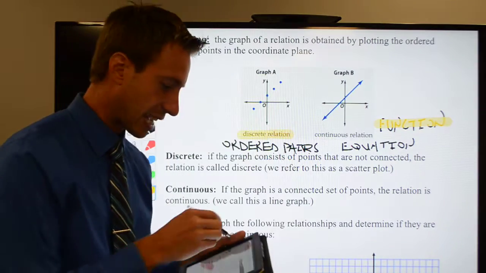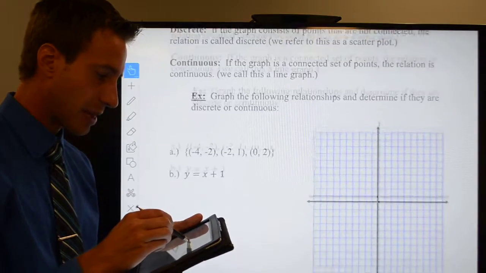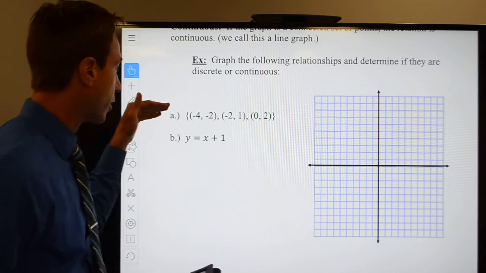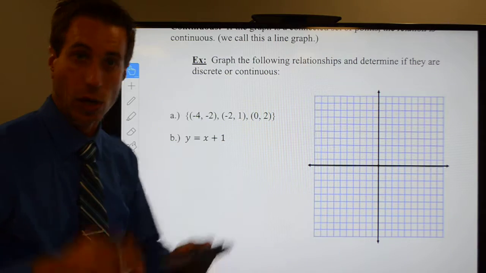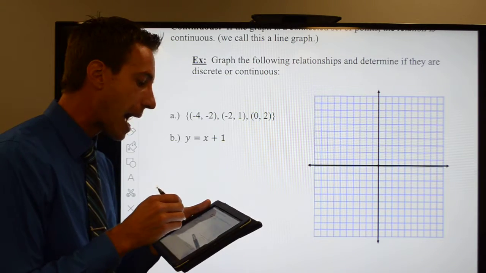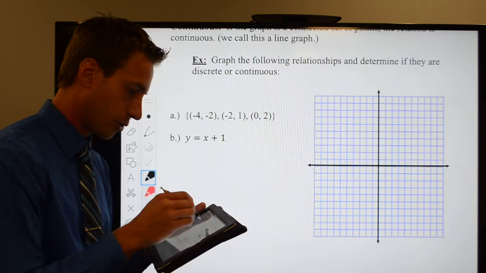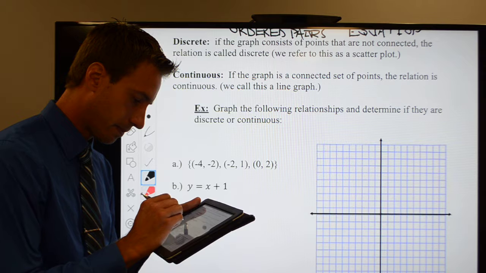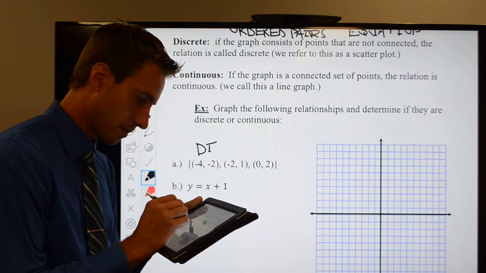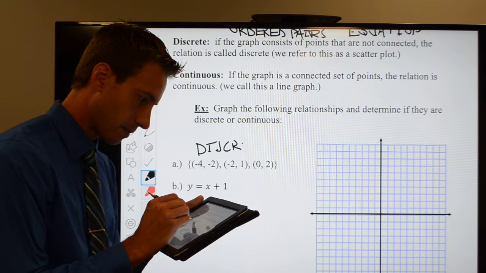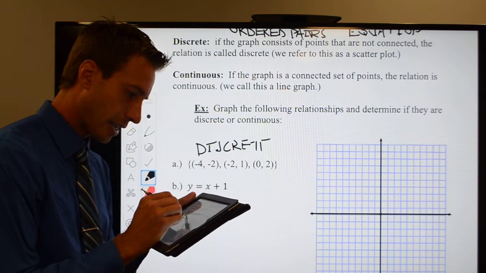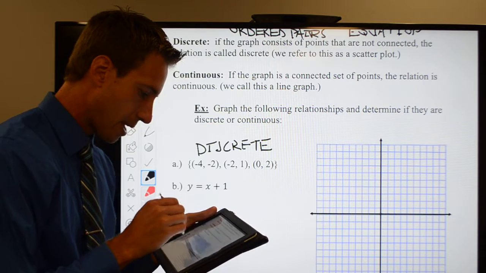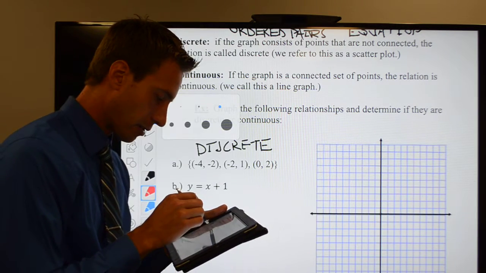So let's go ahead and take a look at what this is going to be. We come right down here to our first example, and what you've got is both. Here in part A, I have a set of ordered pairs. Right away we know, hey, it's ordered pairs. That is going to be discrete. So we know that this first one is discrete. When I graph it, I am just going to have a bunch of dots. Well, let's go ahead and do that. Let me make my dots a little bit bigger here so you can see them.